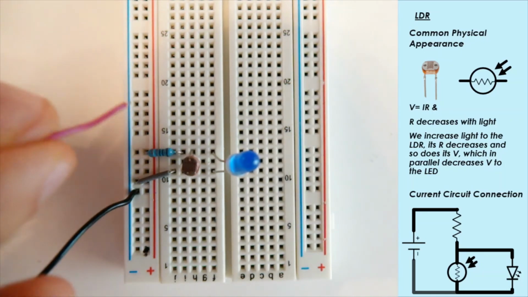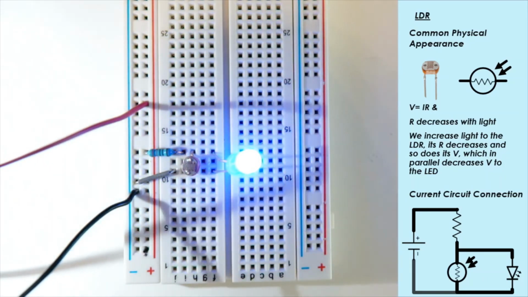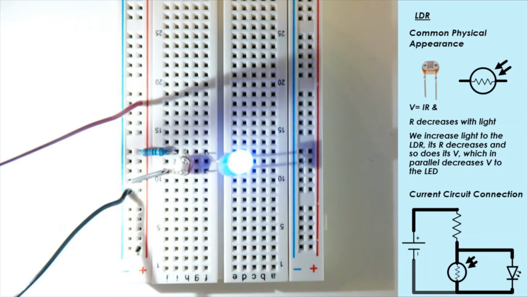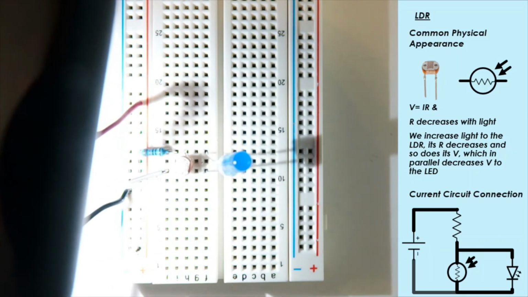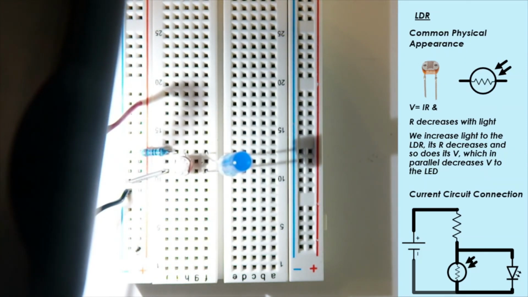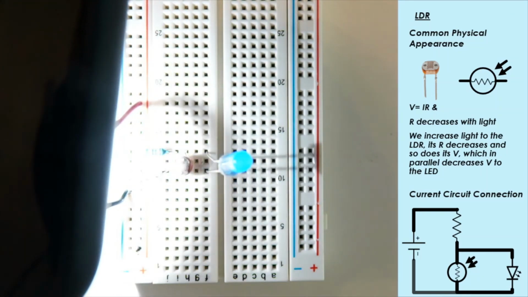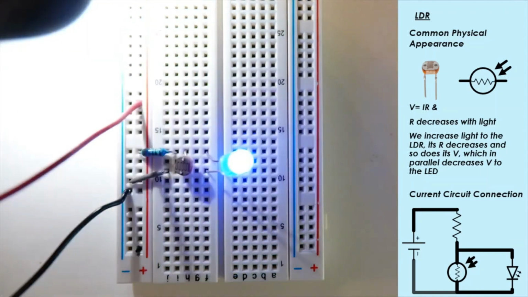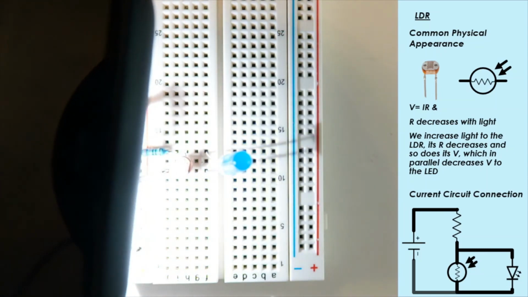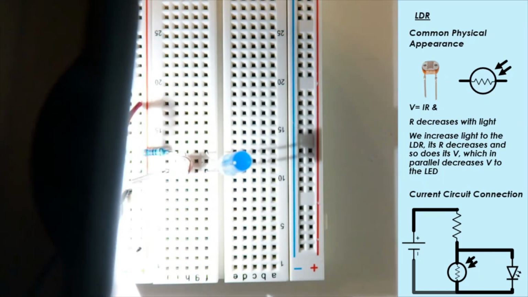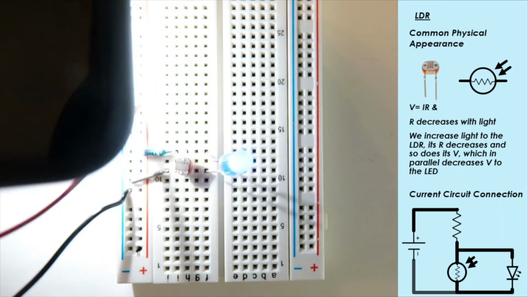So let's plug this in, and we see that in this dark environment it's fairly bright. Now as I bring over my lamp, my phone light, over, you'll see that the LED turns off there. So as light intensity is high, the LED turns off and on. So there we go. So I'm moving the light away, it's dark again. I bring the light over to the LDR and the LED turns off. Okay.